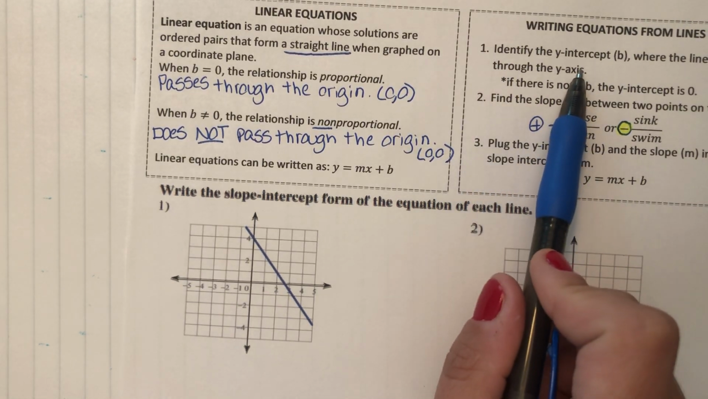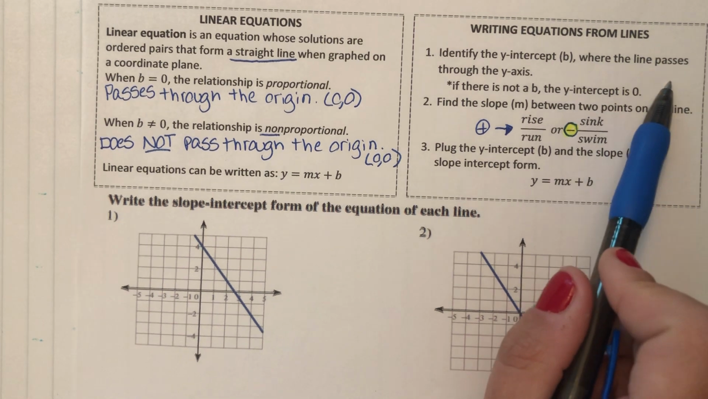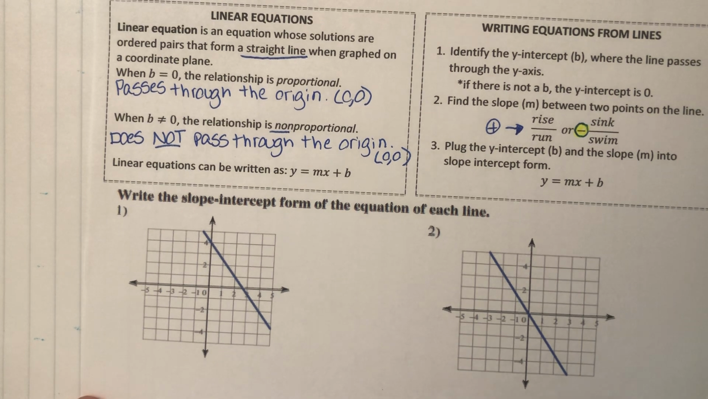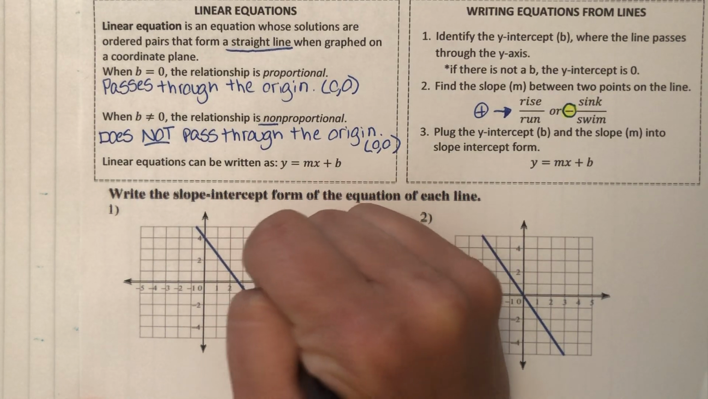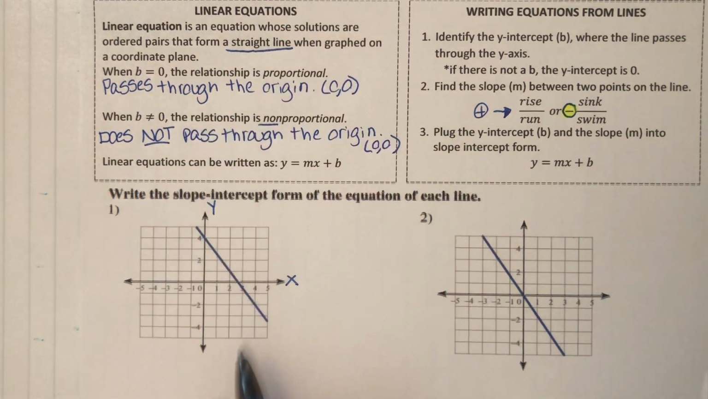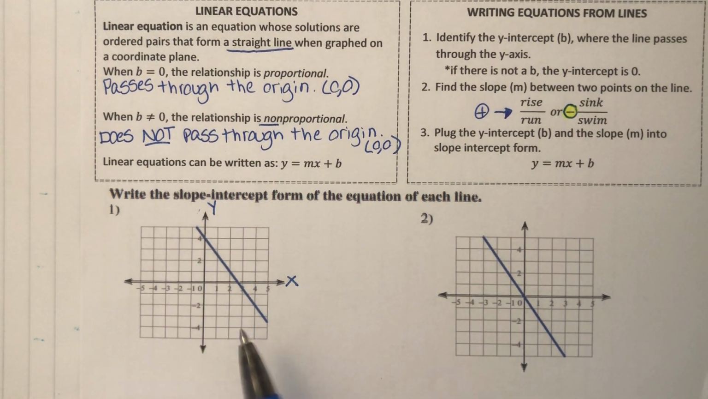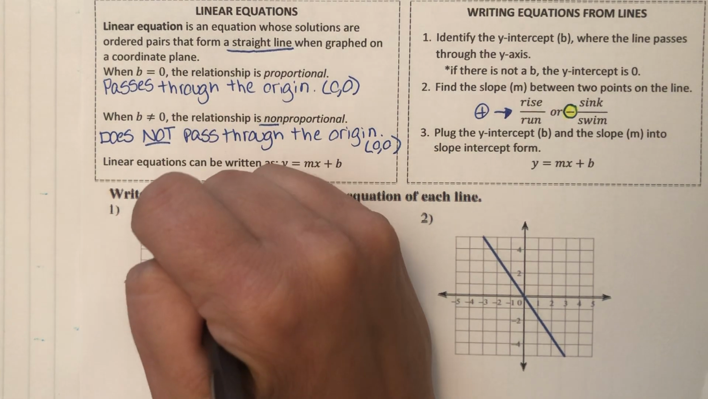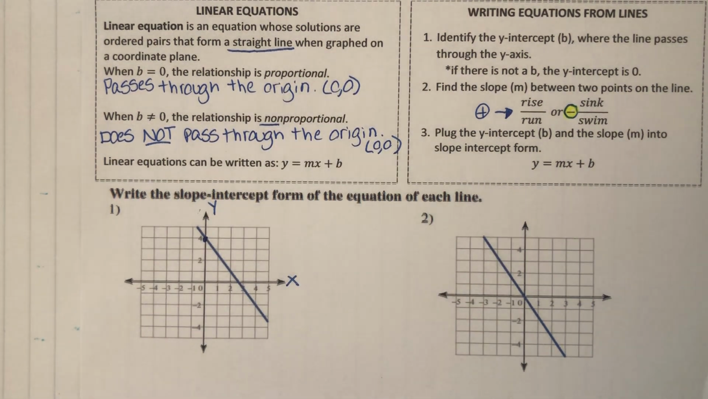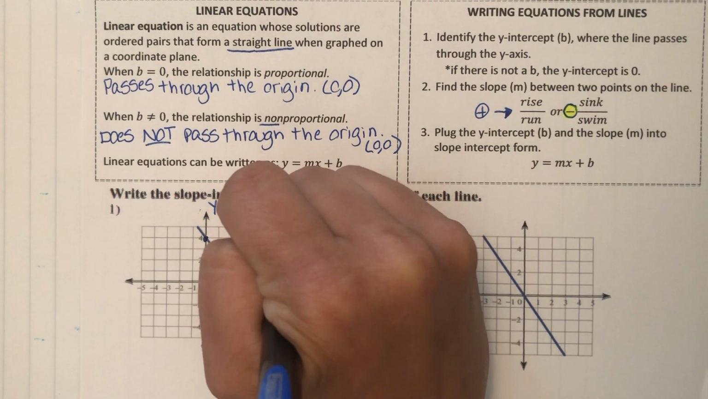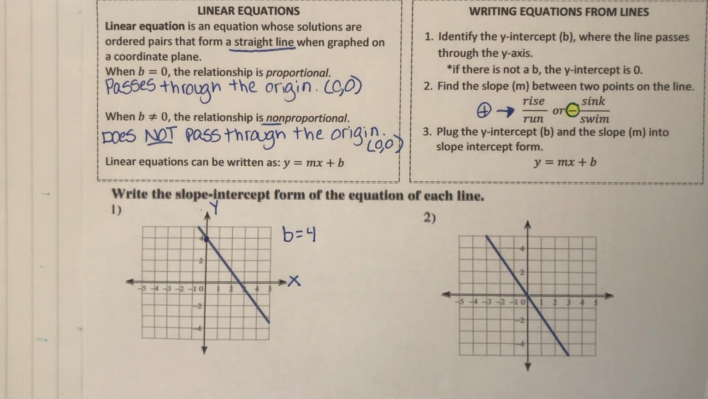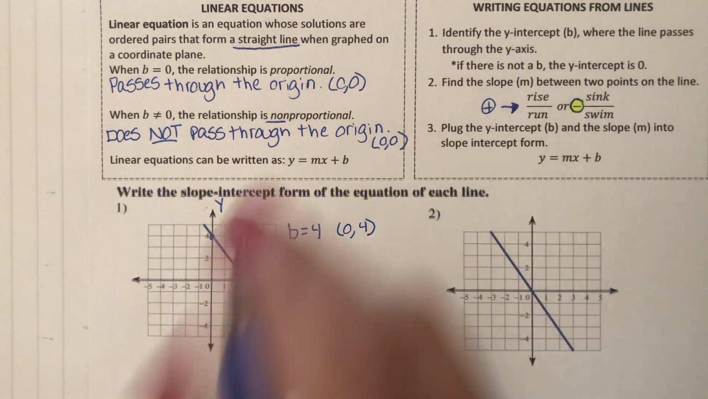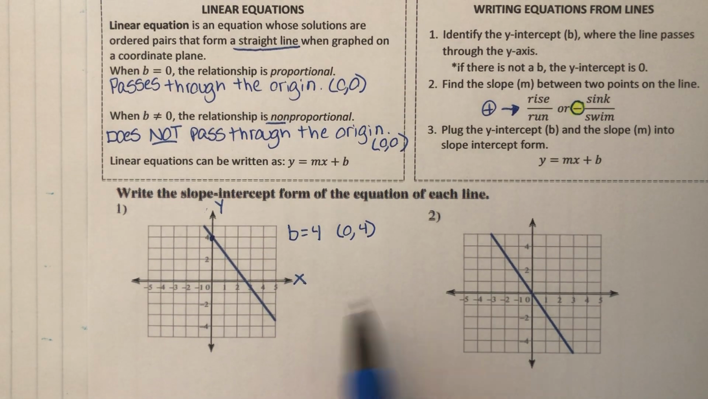It says identify the y-intercept, where the line passes through the y-axis. Looking at my graph here, I'm first going to label my x and y-axis so I know where to look. This is my y-axis, so where is the line going through the y-axis? Well, it's going through right here. That's at 4. So my y-intercept is 4. If we wanted to write that as an ordered pair, it would be (0, 4).